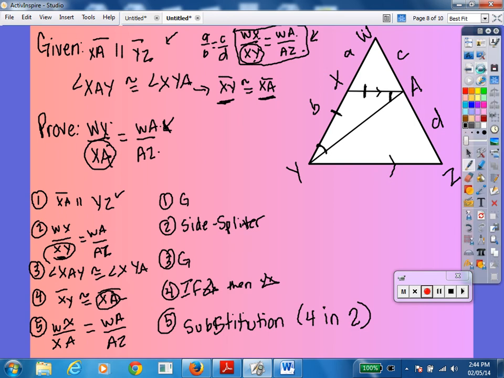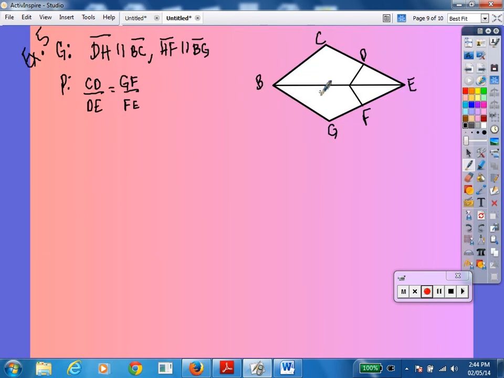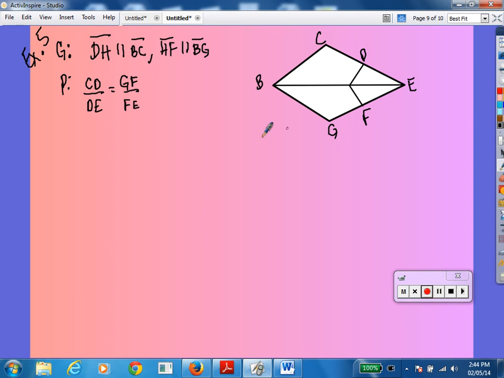So there's 1, and there's 1 more. I'm sorry, it's going to go. I'm going to try to get it to go faster. It's another 5-step. All right, so let's take a look at what we've got. We've got parallel lines and parallel lines. So DH, this is point H right here. So DH is parallel to BC.